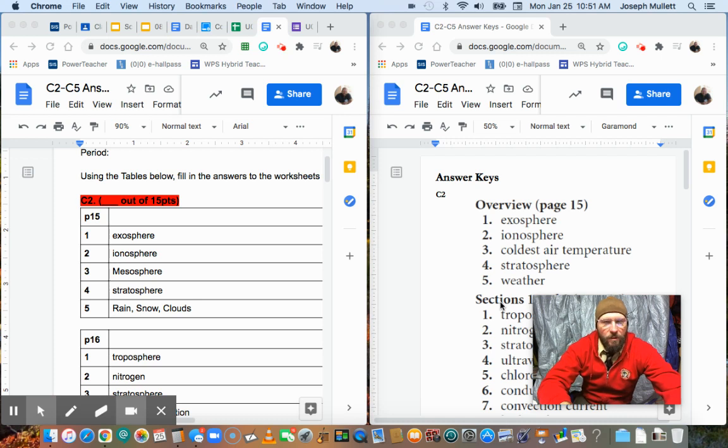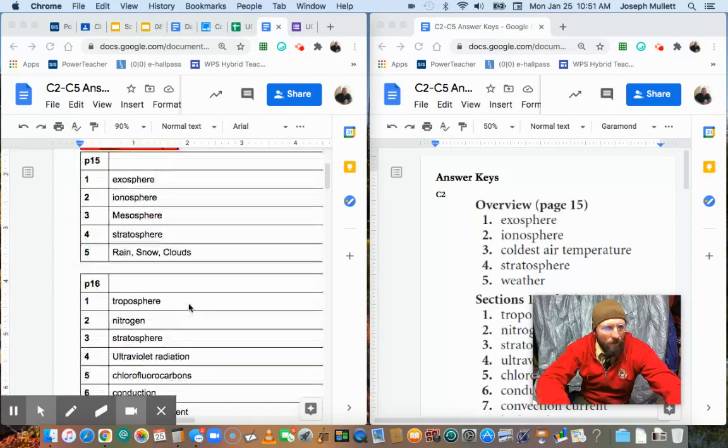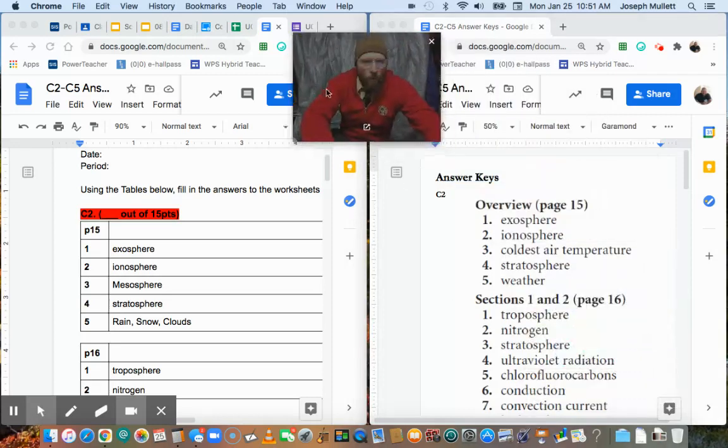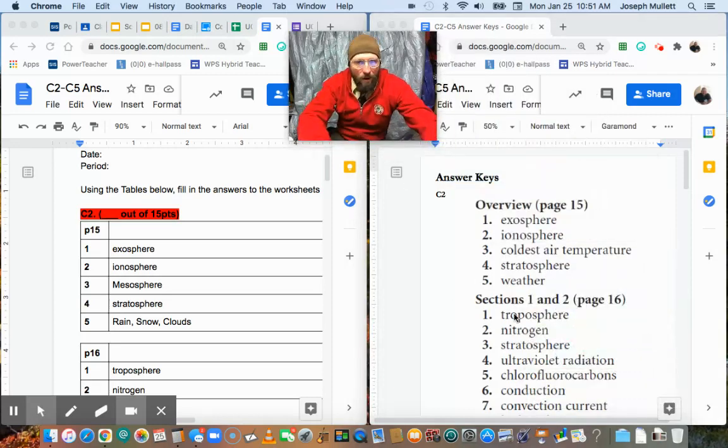Hey everybody. I wanted to take a moment to show you how you could correct your C-layer packet in a pretty efficient manner, as well as how to go about scoring yourself. Here on the left-hand side, I've got my answer sheet with some answers on it. In this case, I'm going to focus on the C2 worksheet. And over here on the right, I have the answer keys for the C2 worksheet. Now, all these things are found over in Google Classroom, so you should be able to split your screen and access both things.